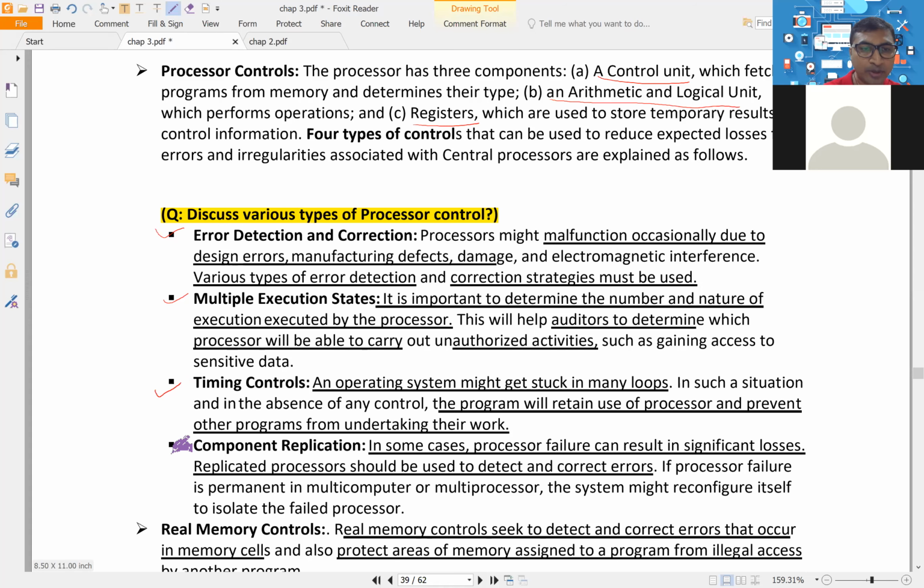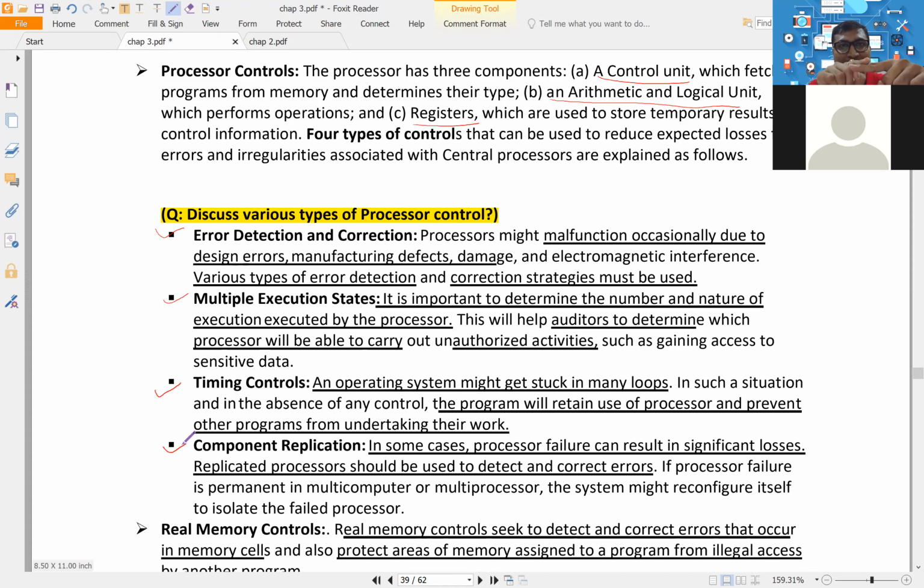And finally, component replication. There is a possibility that when you are using thousands of processors, all processors will work on different parts of instructions. Understood? So if any one processor fails, it may fail the entire task. So we require a backup processor. Now look at the diagram for component replication. I have given the diagram also: if any processor fails, we have a backup processor which will take over the work of the failed processor.